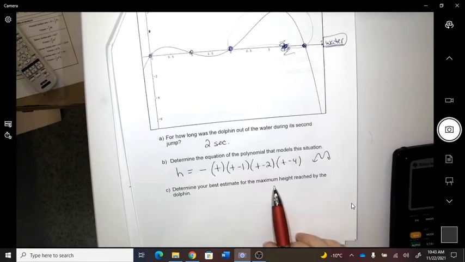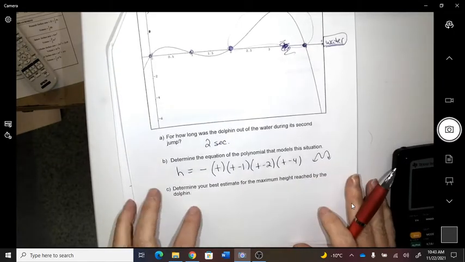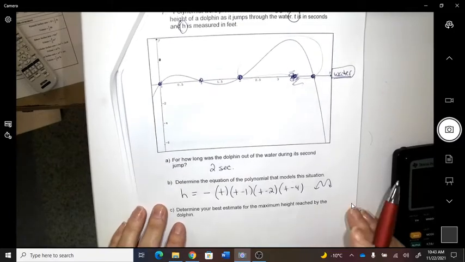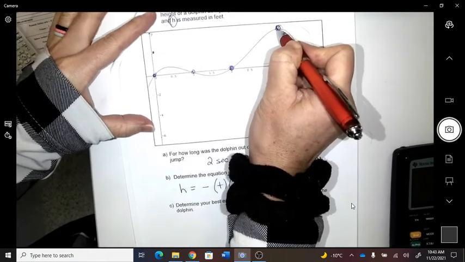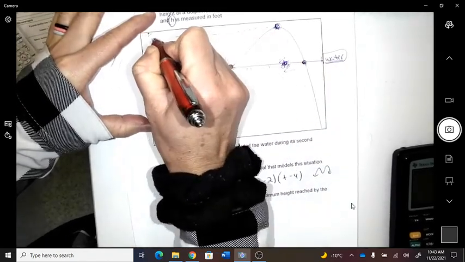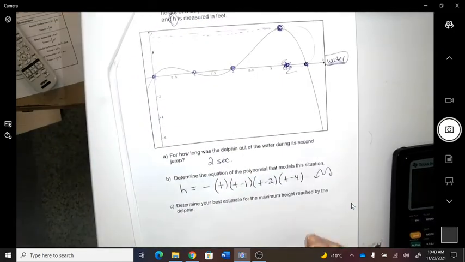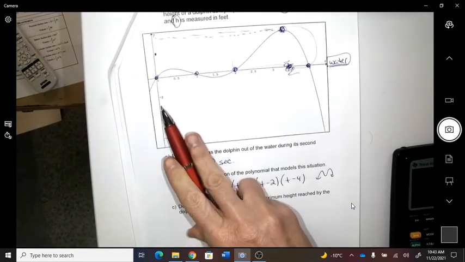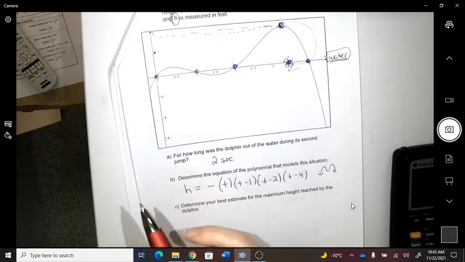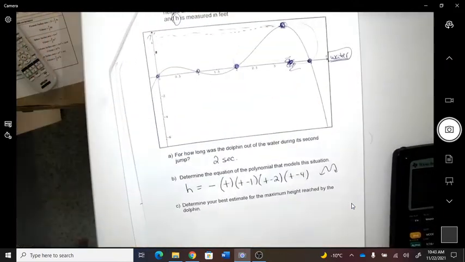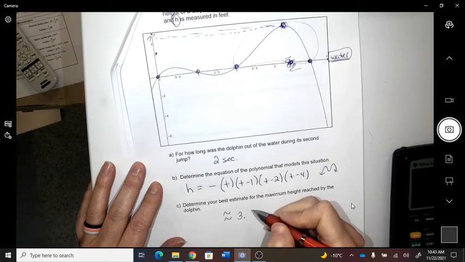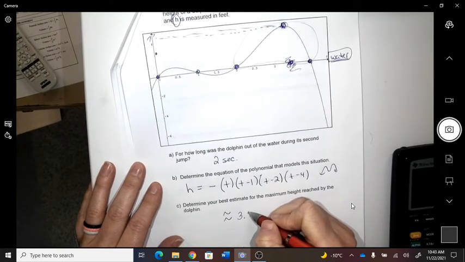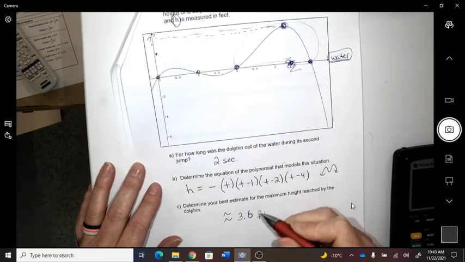Okay, determine the best estimate for the max height reached. So this is a graph. So what do you think that this max height right here, what do you think it's at? I didn't give you the best scale. What do you want to say it's at? 3 point something? I don't know, 3.6 feet.